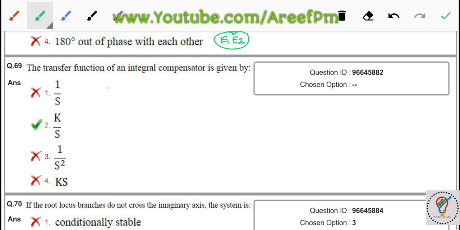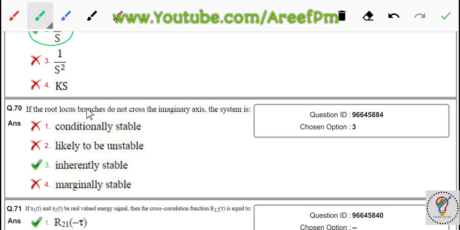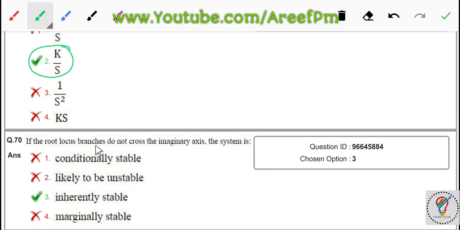The transfer function of an integral compensator is given by K by S, where K is a gain. Okay. Next question, the 70th question. If the root locus branches do not cross the imaginary axis, the system is inherently stable.